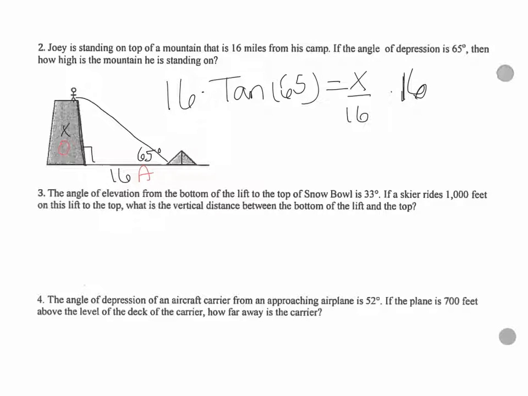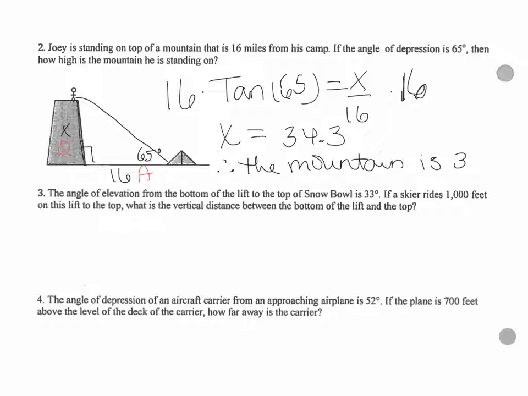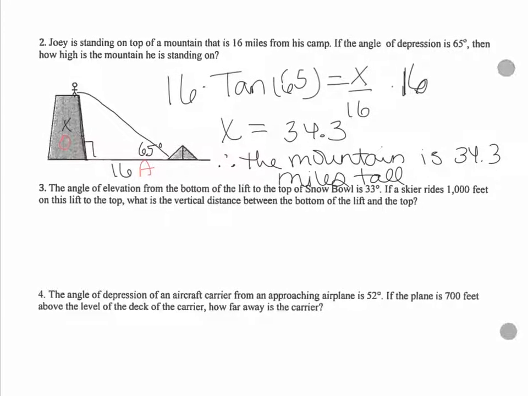So in my calculator, I'm going to type in 16 tan of 65, and I get x equals 34.3. So therefore, the mountain is 34.3 miles tall. Okay, so let's take a look at the next one.